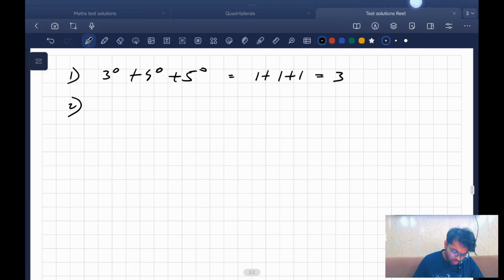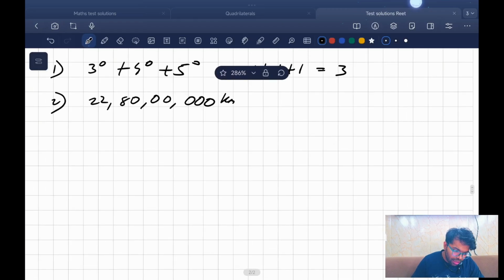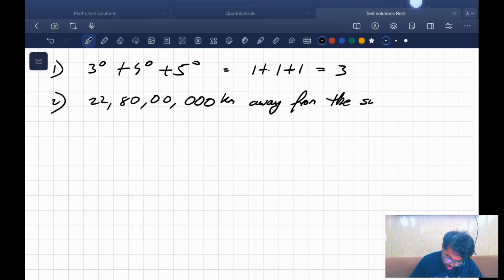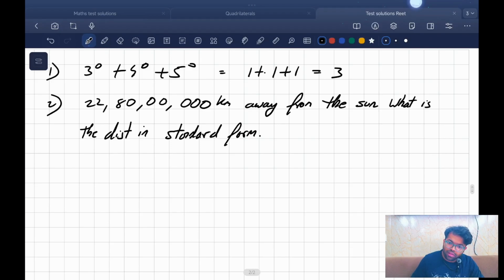The planet Mars is approximately 22 crore 80 lakh, that is 22,80,00,000 kilometers away from the sun. What is the distance in standard form?